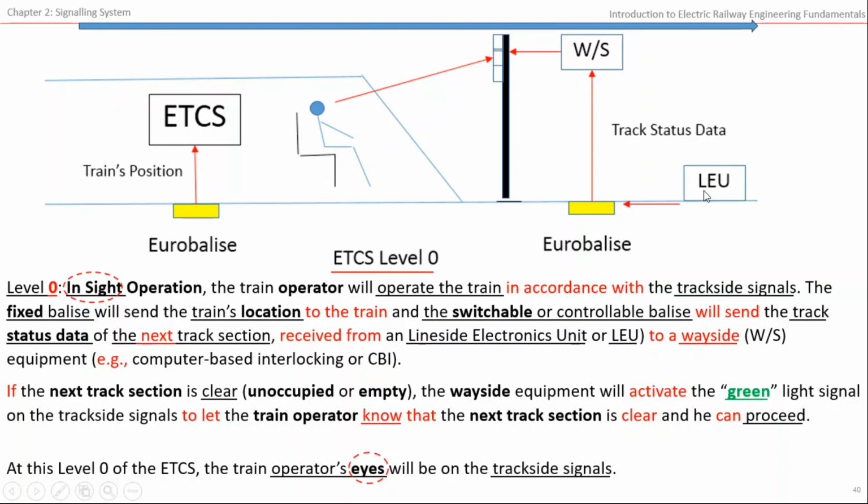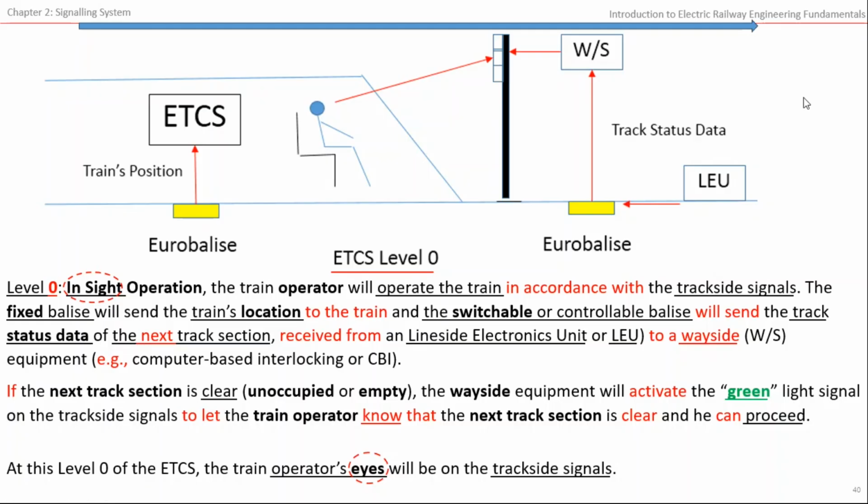So the LEU will send the track status data of the next section to the train, whether or not the next section is occupied. And the signal will be sent to this wayside signal. For instance, if the train operator sees green, he can move forward. But if he sees red, it means that he needs to stop the train because the next section is occupied.